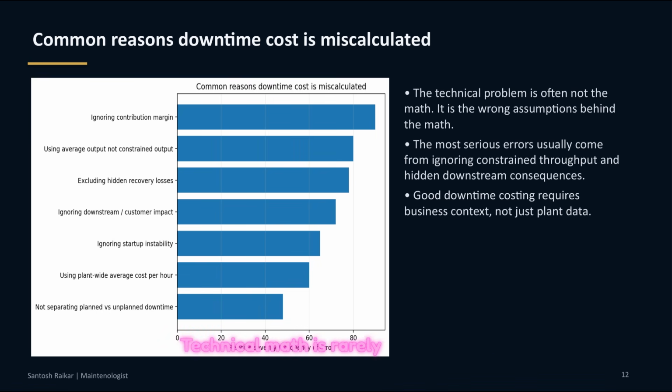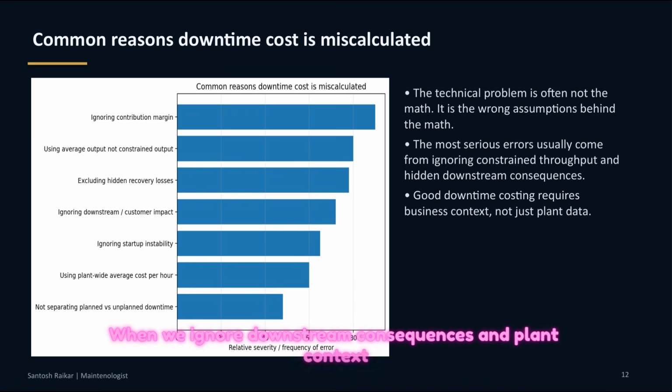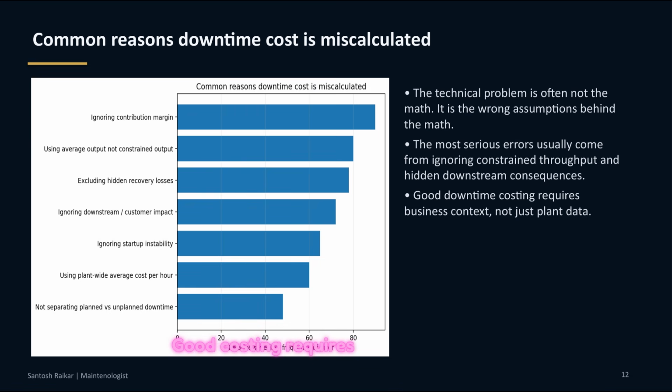Technical math is rarely the problem. It's the assumptions behind the math. When we ignore downstream consequences and plant context, we generate numbers that are technically accurate but strategically useless. Good costing requires business context, not just spreadsheets.